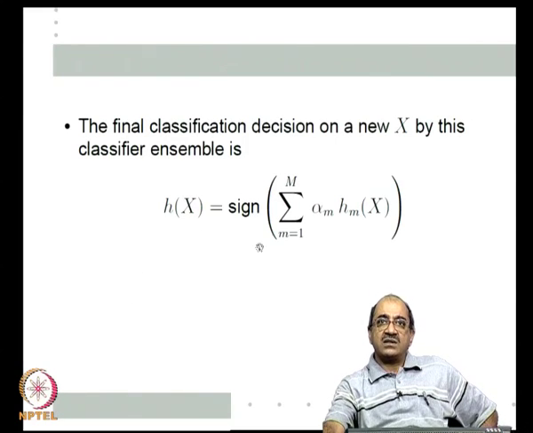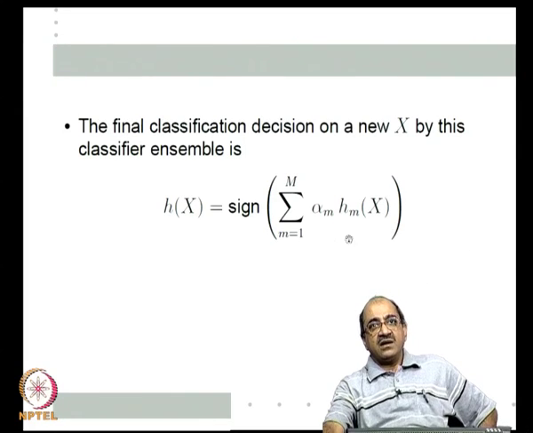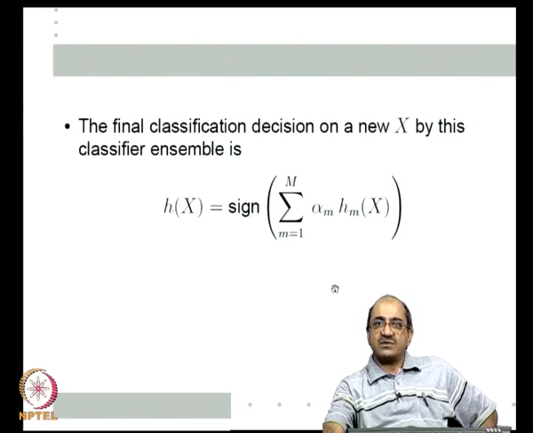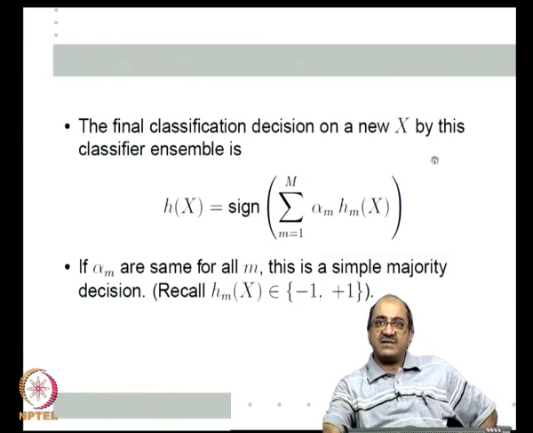Please remember, all this algorithm, everything we are considering, is only for the 2 class case, where the class labels are +1 and -1. So, when I take the sign function, if this sum is positive, then the sign is +1, otherwise it is -1. Essentially, you can easily see that because each hm itself is a classifier, we assume that hm(x) is either +1 or -1 for every x.